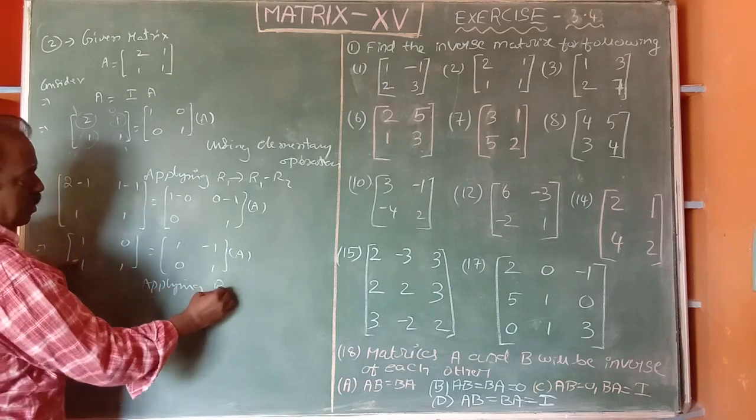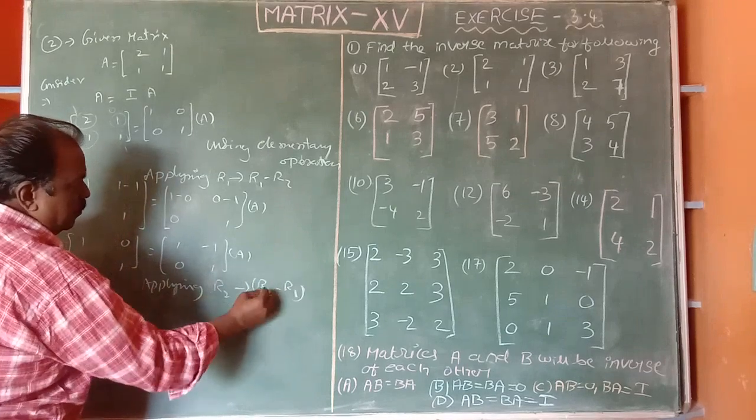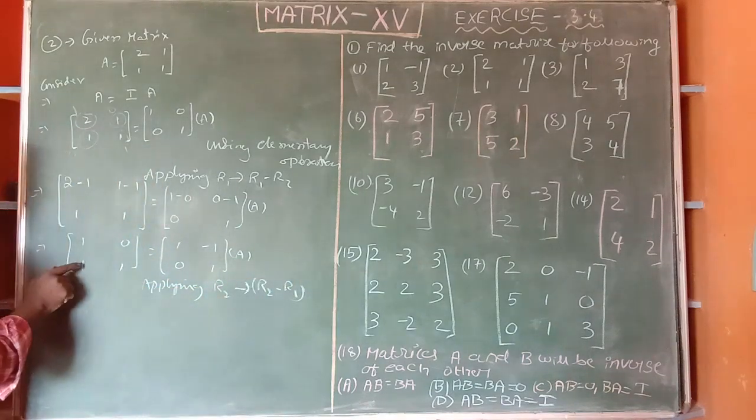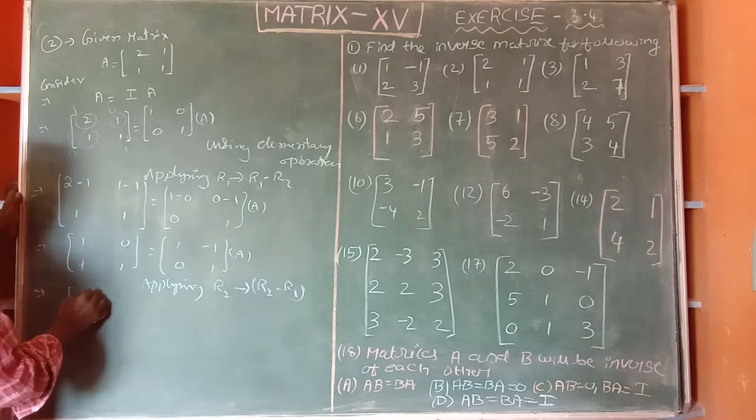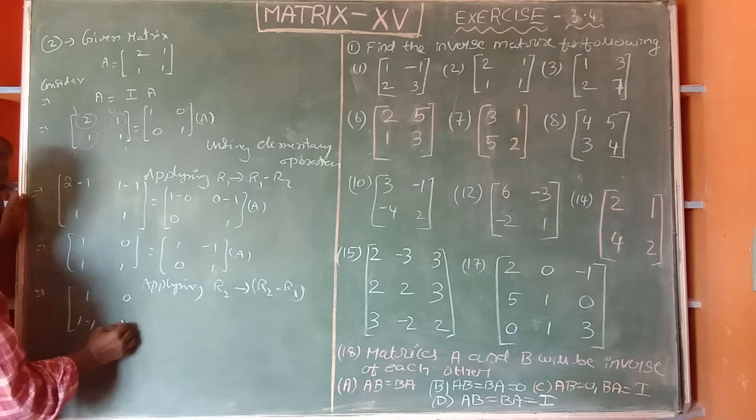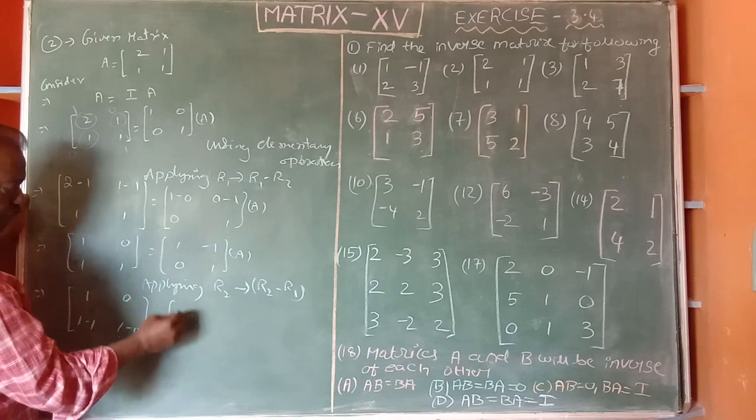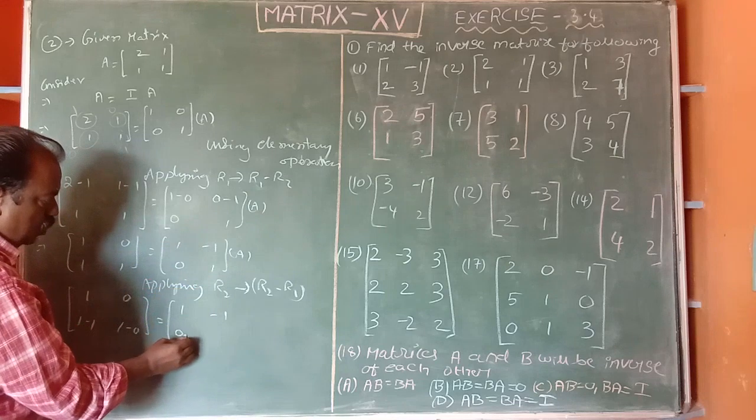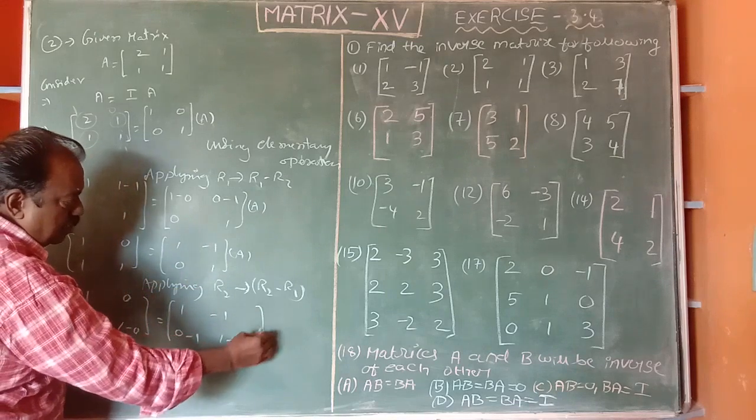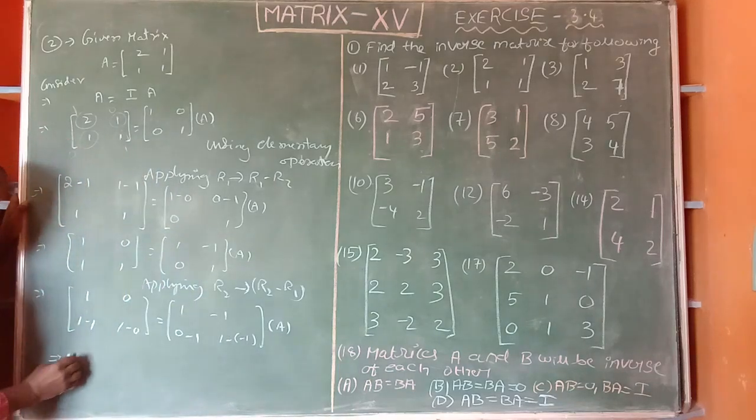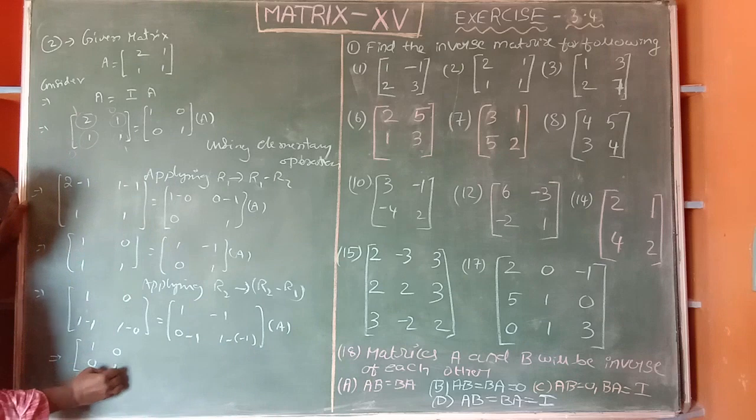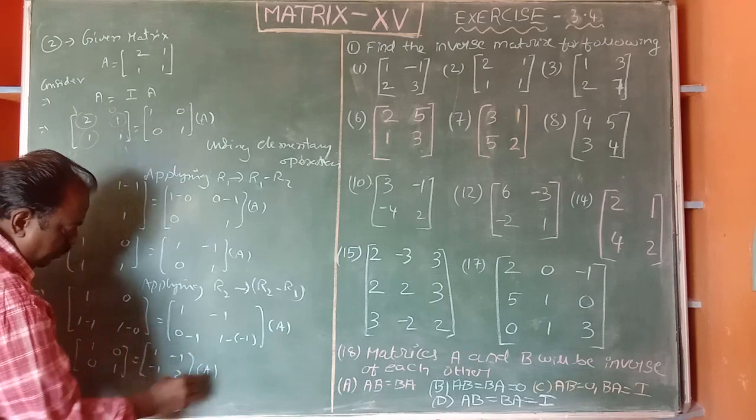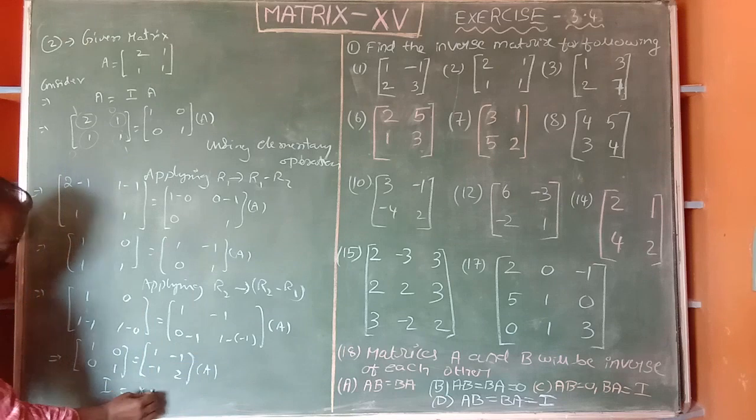Same applying here also: R2 is going to be changed as R2 minus R1. 1 minus 1 only gets 0. It is 1, 0. 1 minus 1, 1 minus 0. Here is the same thing, no alteration in the first row, only alteration in the second row. This is 0 minus 1, 1 minus 0, minus 1, into A. Now it is 1, 0, 0, 1, and it is 1, minus 1, minus 1, 2, into A. Here I is equal to X into A.